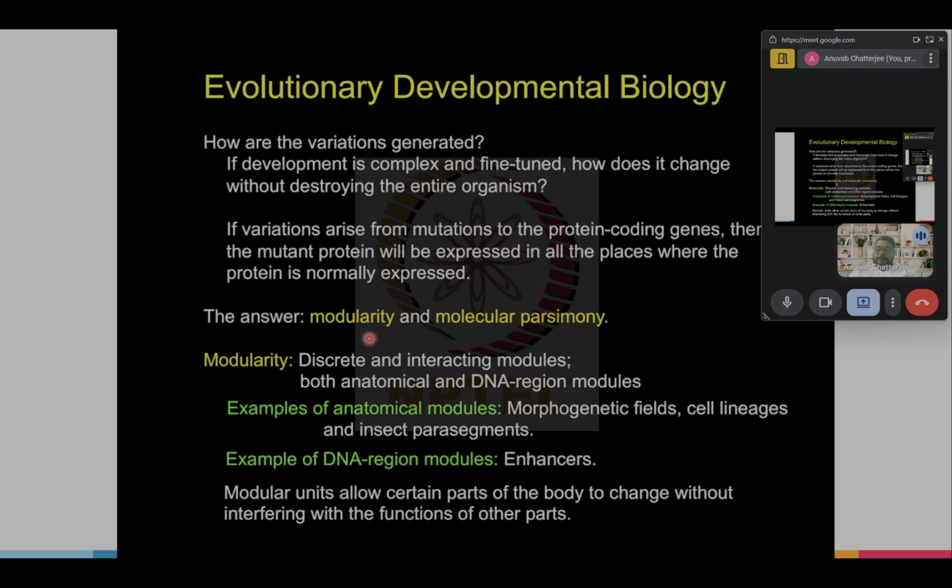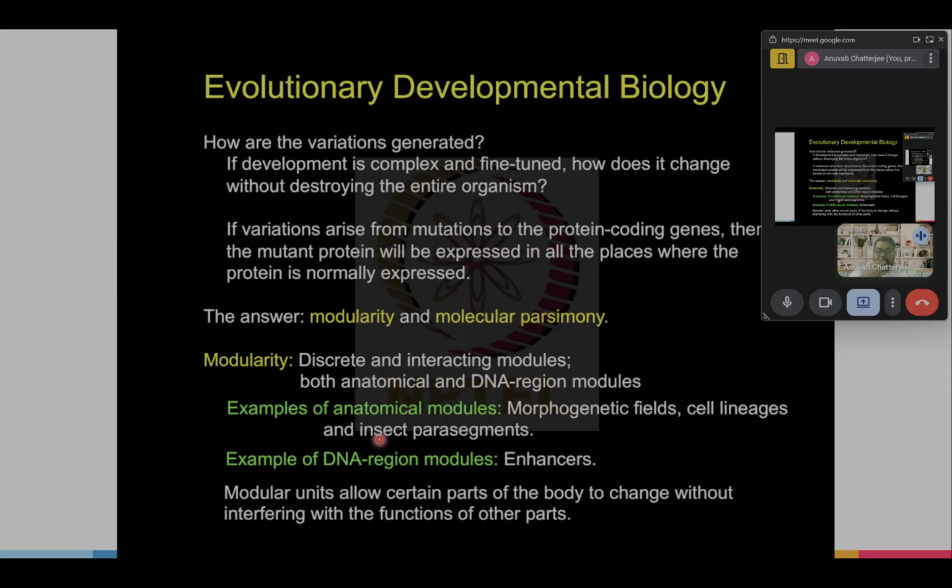Modularity is the idea that there are different anatomical and DNA region modules, and these modules can act independently. When you place a module somewhere, it will generate a particular functional part that can be used to introduce different variations. Examples of anatomical modules include morphogenetic fields, cell lineages, or insect parasegments. If you change the field which gives rise to the limb regions, then you can have different types of limbs that are present in different organisms.